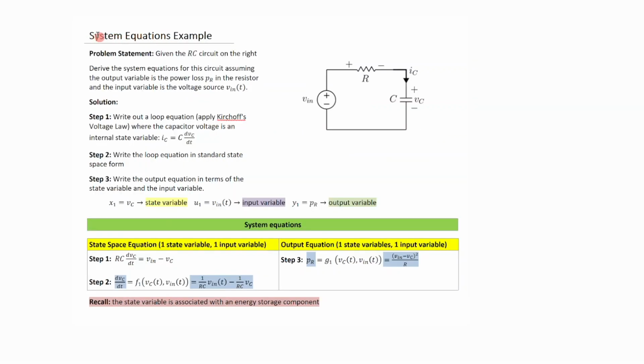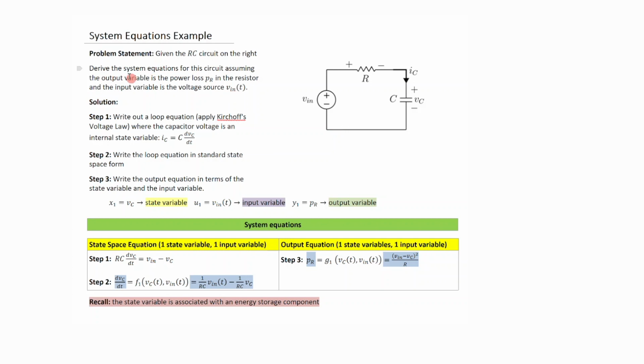All right, so now let's consider a system equations example, and the problem statement is that you're given an RC circuit, which is shown on the right, and it involves an input source, a capacitor, and a resistor, all placed in series, and we have identified the directions of the current flow and the polarities of the voltage.